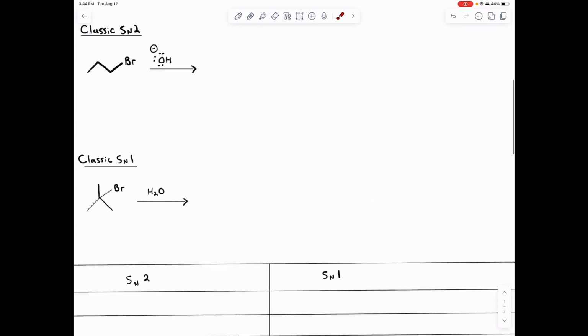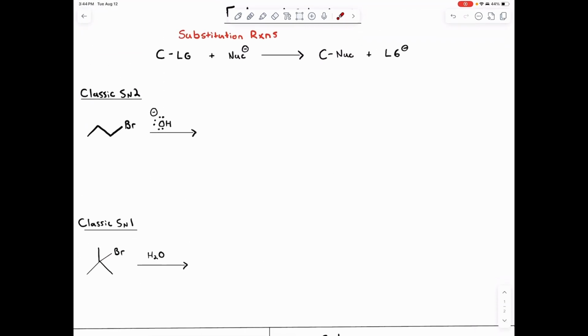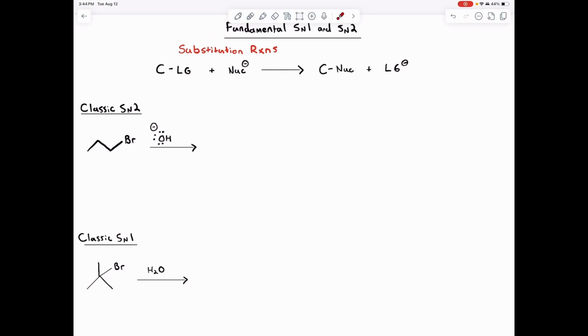Now, as a reminder, in substitution reactions in general, no matter what, we have a carbon with a leaving group, we have a nucleophile, and what's happening in any substitution reaction is the nucleophile and leaving group are switching places. So without further ado, take a leap of faith with me, and I will show you the reactions in their fullest extent. Again, don't put pressure on yourself. I'm going to show you the things that matter. Now, take my word for it.